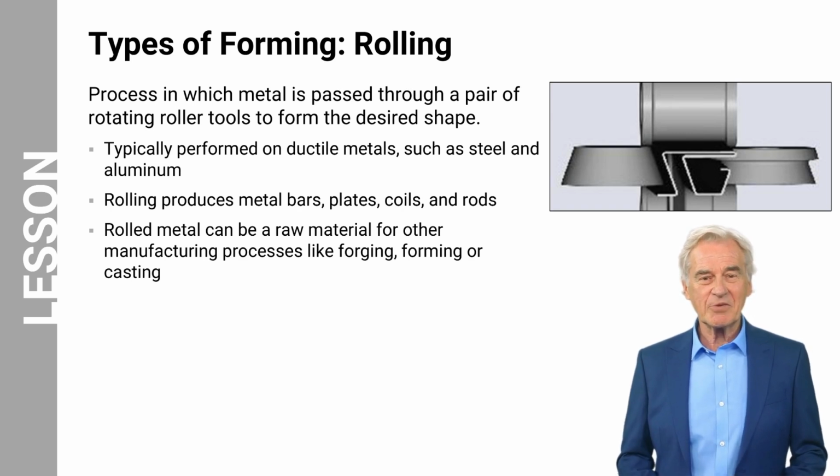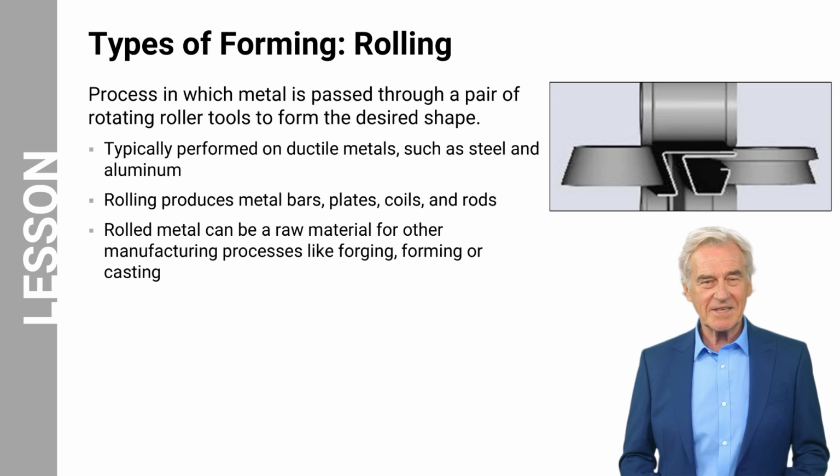The materials that normally undergo rolling include steel, aluminum, and stainless steel because of their high ductility. The rolling of metal can produce metal bars, plates, coils, and rods. After rolling, a metal can then become a raw material for other manufacturing processes like forging, forming, or casting.